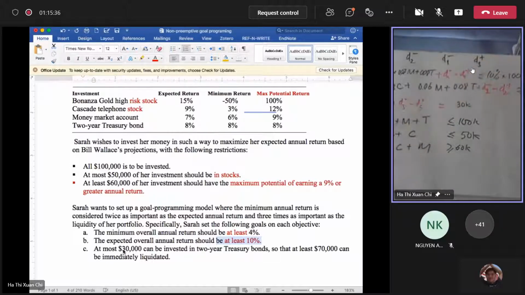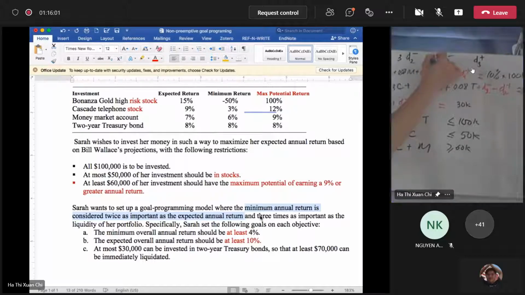D3 plus. So right now we must input the weight here. So she said that minimum is considered twice the expected annual return and 3 times important. So here that is 3 times. So it means that is 1, so that it will be 3. But that one will be double this one. So it's 1.5, right? Okay.